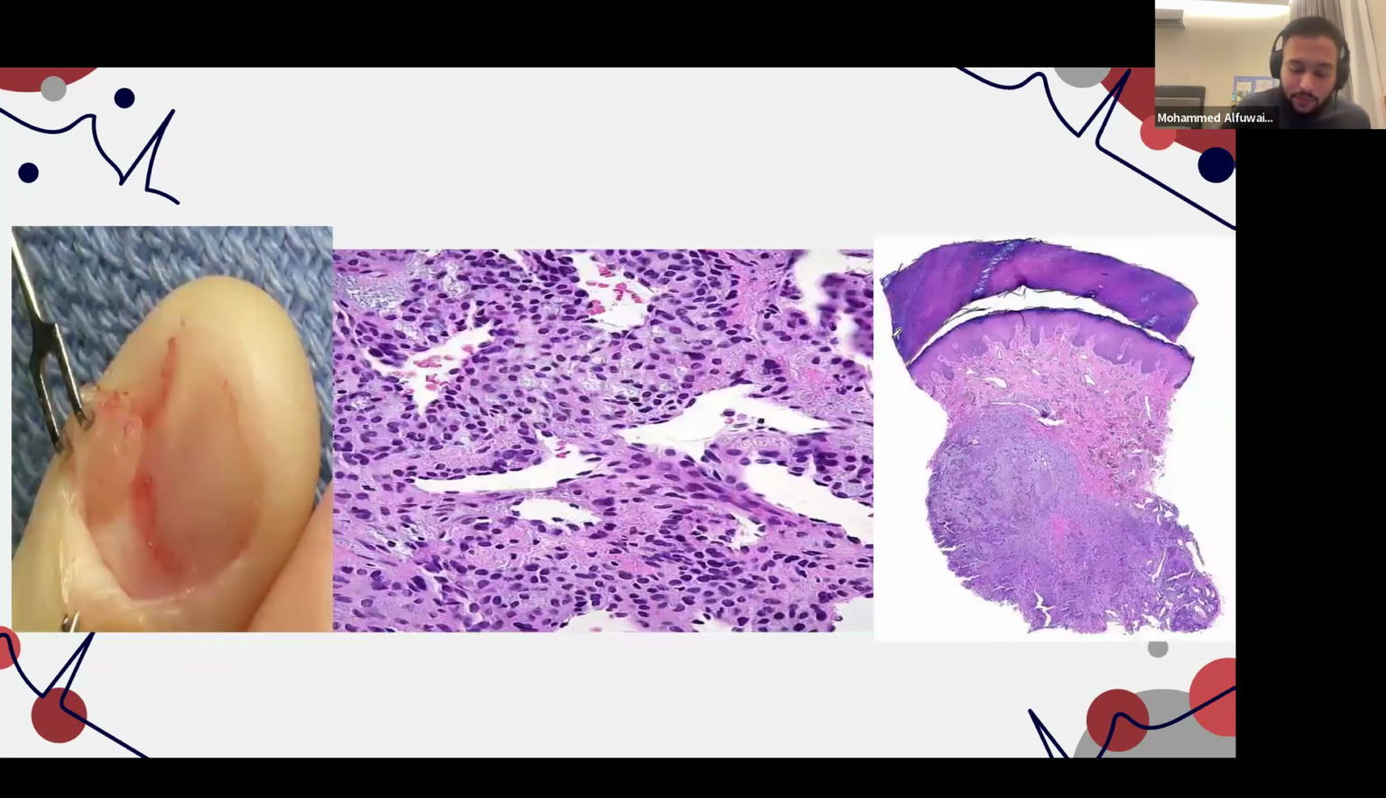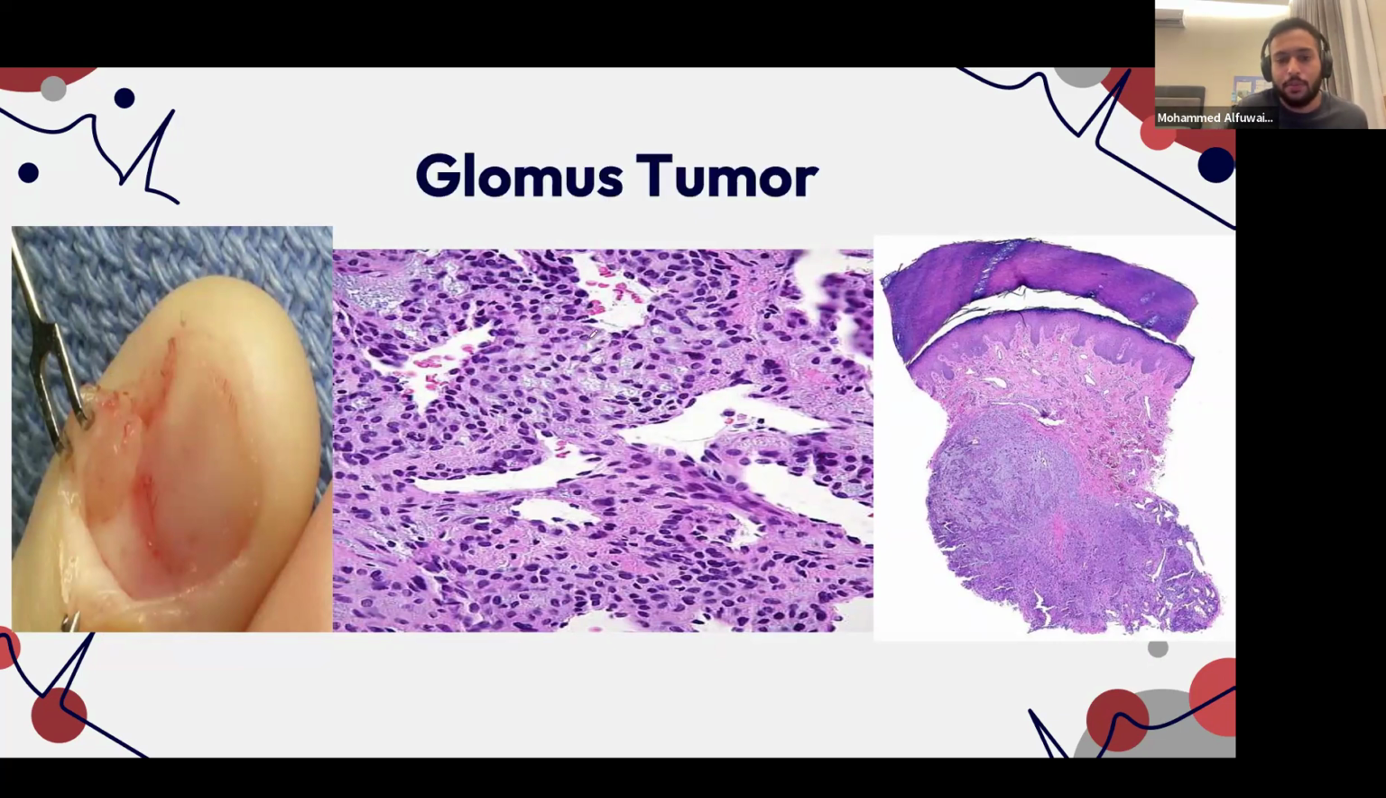How about this very painful lesion in the finger, glomus tumor? It's basically smooth muscle cells that are involved in thermoregulation. That's all that you need to remember. Just remember glomus tumor, finger, painful, thermoregulation, smooth muscle cells. These keywords. That's it. This is glomus tumor.